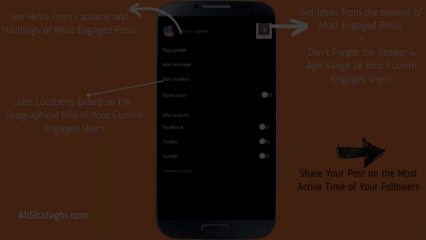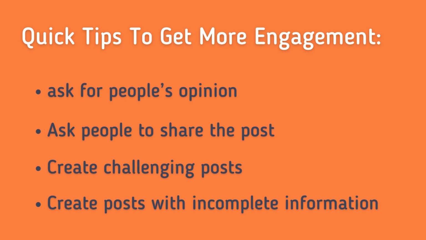Instagram posts. Okay, guys, so there are 4 quick tips that I'm going to share with you that could bring more engagement to your Instagram posts. So first of all, ask for people's opinion. When you ask for their opinion, they might comment and it will result in more engagement. Second, ask people to share the post. You can bring different reasons for that. For example, you can say share it with your loved ones based on the content you're sharing, or share it with your best friend, etc.